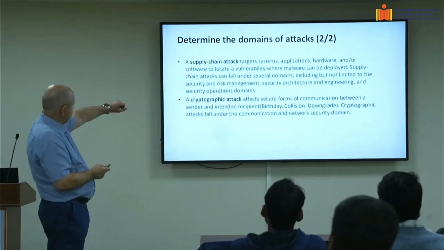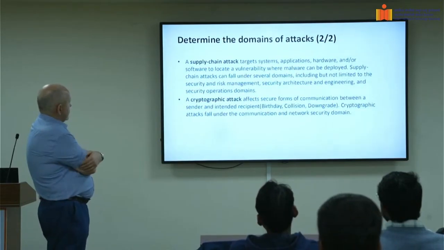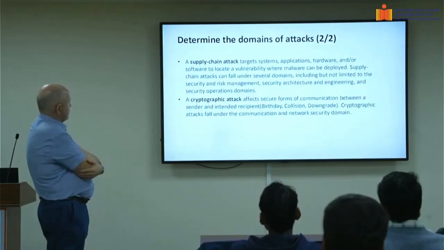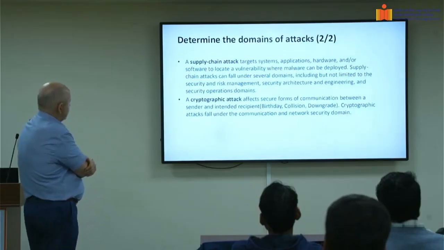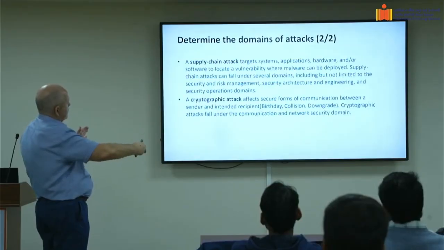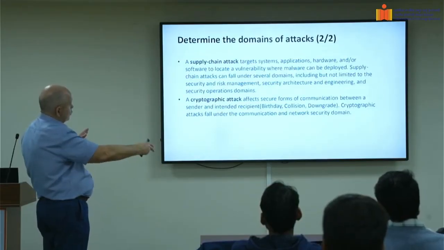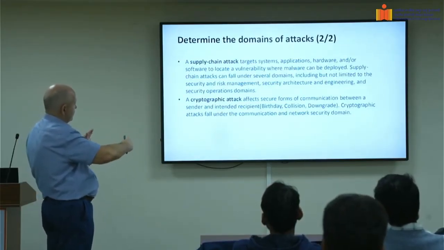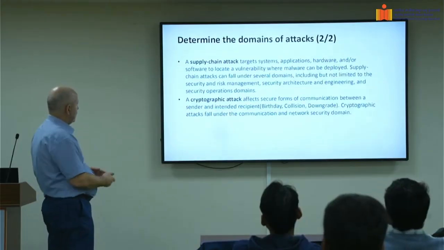Supply chain attacks. You see, this targets systems to locate a vulnerability where malware can be deployed. In the supply chain attack, it is very important that they could be spread through several domains.